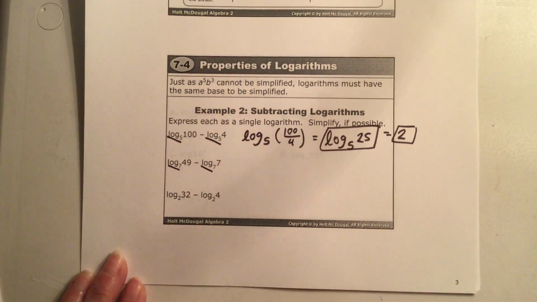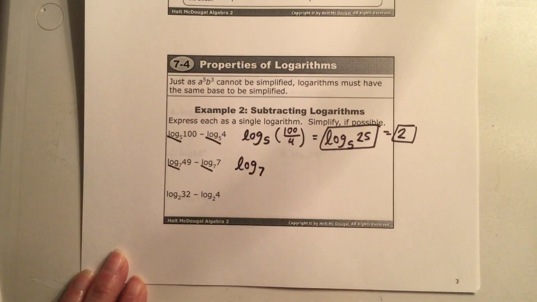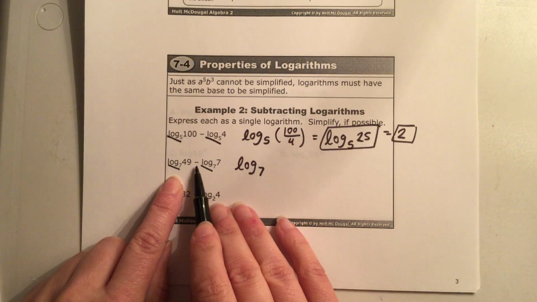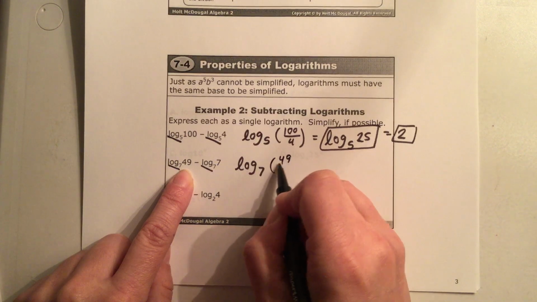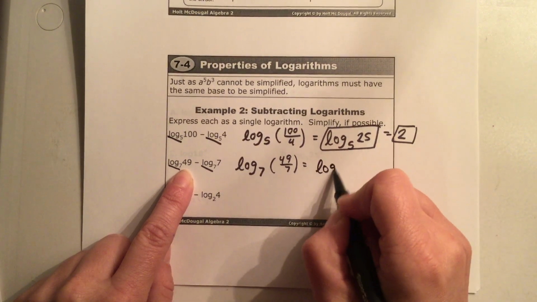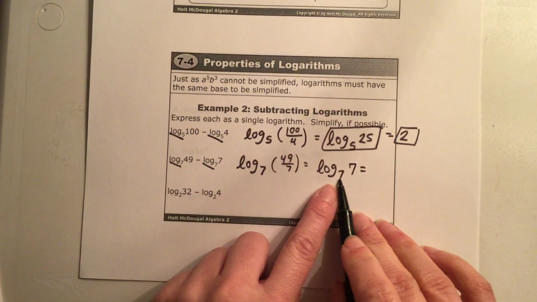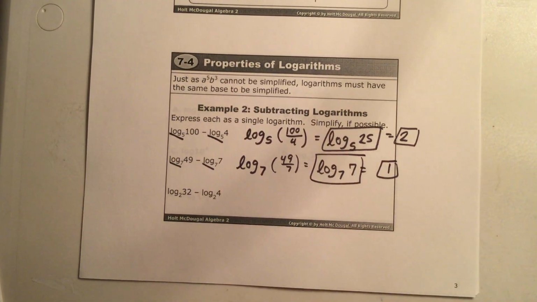Now let's go again. Log base 7 and log base 7. Because they have the same base, that's why you can condense them. So I write 1 log base 7. Subtraction goes with division. So it's 49 divided by 7. So log base 7, 49 divided by 7 is 7. 7 to the power of what gets you to 7? 1. So there are your two solutions.